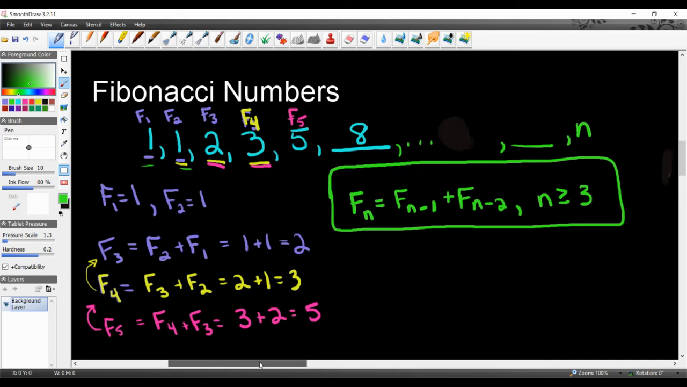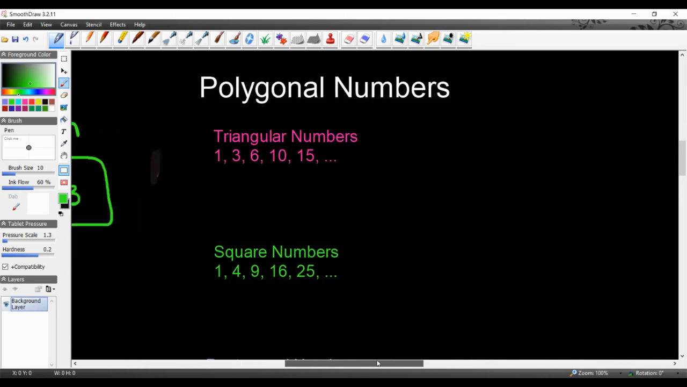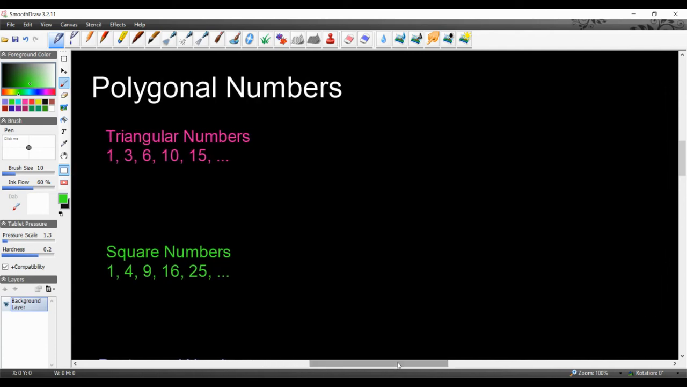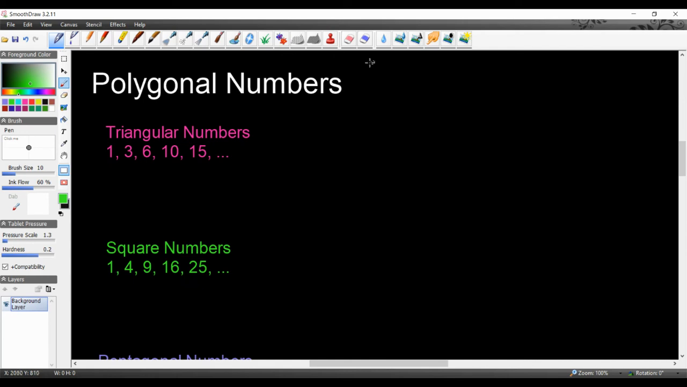All right, let's look at other interesting sequences, I should say. You can find this one, by the way, in your book under the excursion exercises. These are polygonal numbers. And just like the word polygon implies, this does have to do with geometry. So for those of you who love geometry or just different shapes, this is a neat one.